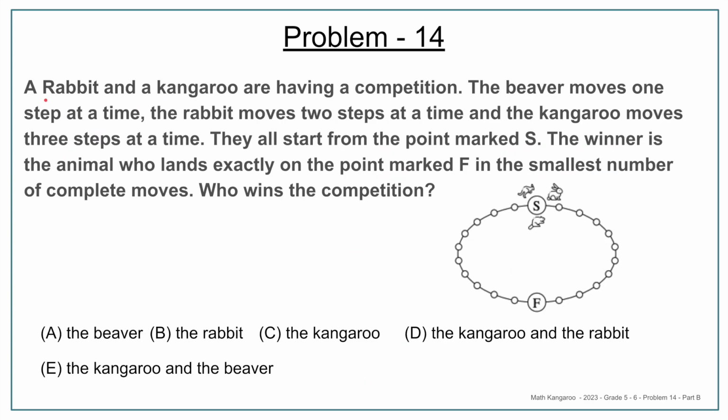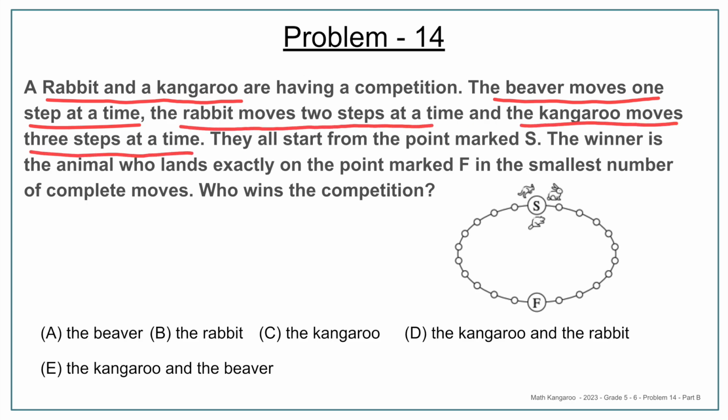Problem 14. A beaver, a rabbit and a kangaroo are having a competition. The beaver moves 1 step at a time, the rabbit moves 2 steps at a time, and the kangaroo moves 3 steps at a time. They all start from the point marked S. The winner is the animal who lands exactly on the point marked F in the smallest number of complete moves. Who wins the competition? We know the beaver moves 1 step at a time. So let's have the beaver move. So the beaver goes 1, 2, 3, 4, 5, 6, 7, 8, 9 and 10. So the beaver moves 10 steps.